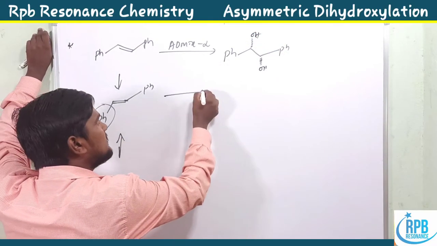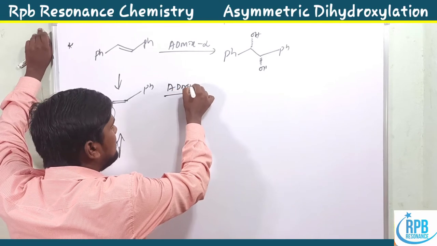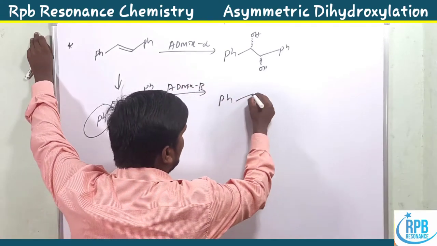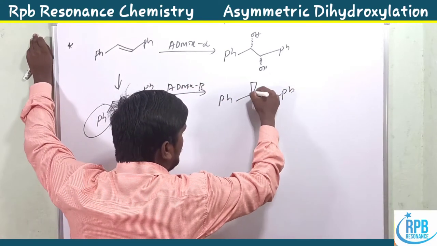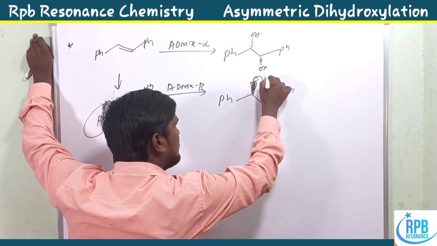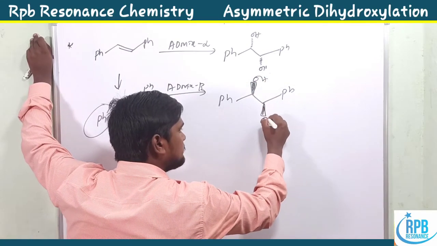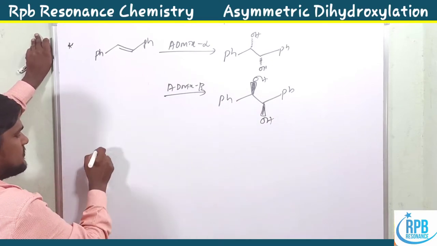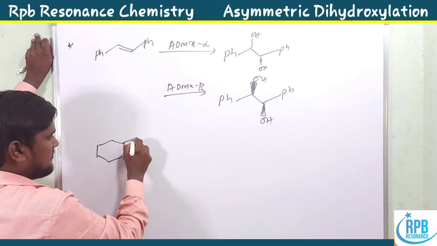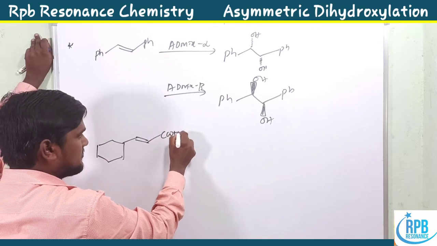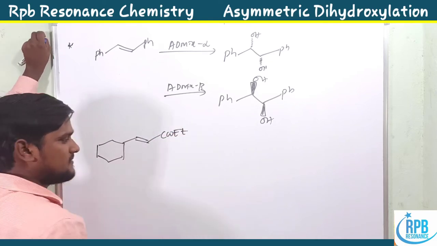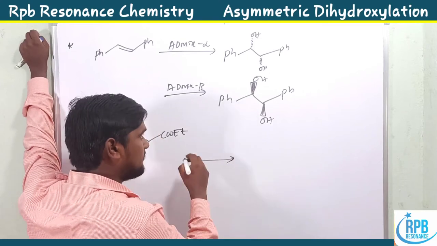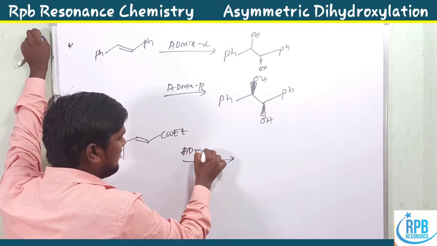So instead of AD mix alpha, if we take AD mix beta, we will get the two hydroxyl groups at the top of the thick line, that is above the plane of stereochemistry. Not only these two ligands, we use several types of ligands. These are the best examples from the standard textbooks, Jonathan Clayden, George Jeffery and William Carruthers, like AD mix alpha.